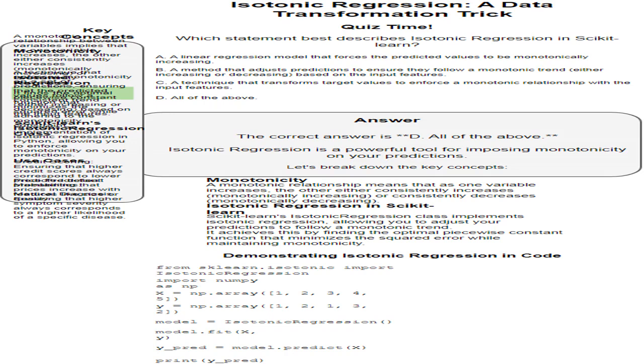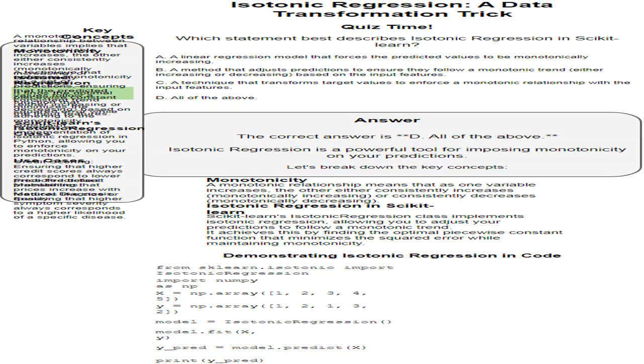In medical diagnosis, isotonic regression can help to ensure that predictions of the likelihood of a specific disease based on symptom severity maintain a monotonic relationship, meaning higher symptom severity always corresponds to a higher likelihood of the disease.